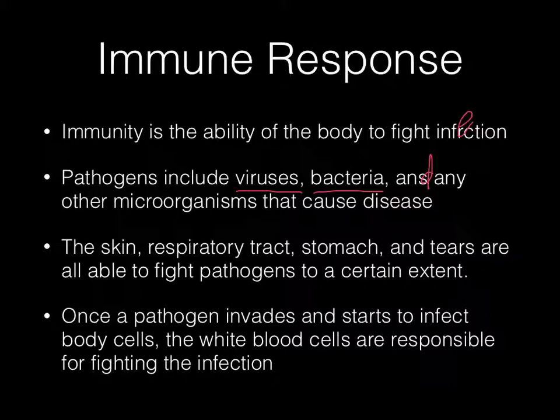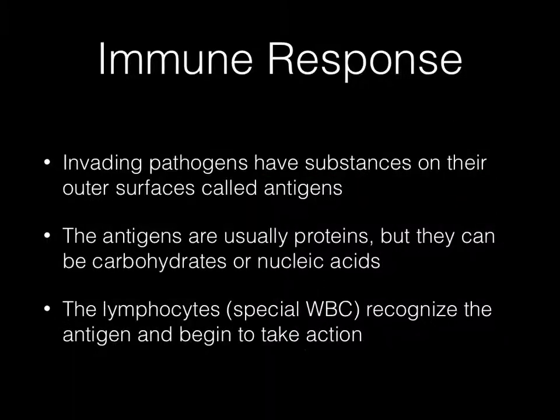The skin, respiratory tract, stomach, and tears are all able to fight pathogens to a certain extent. Once a pathogen invades and starts to infect body cells, white blood cells are responsible for fighting infections. Invading pathogens have substances on their outer surfaces called antigens. Antigens are usually proteins, but they can be carbohydrates or nucleic acids.